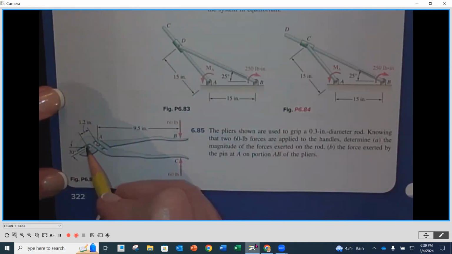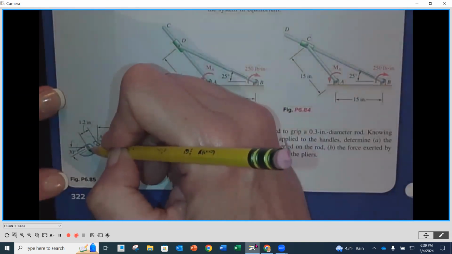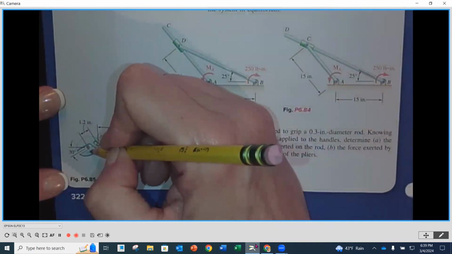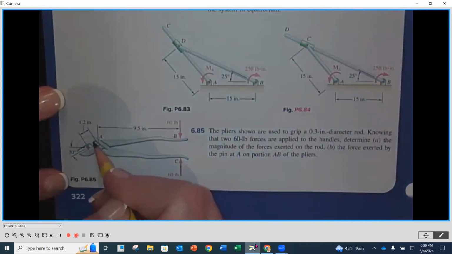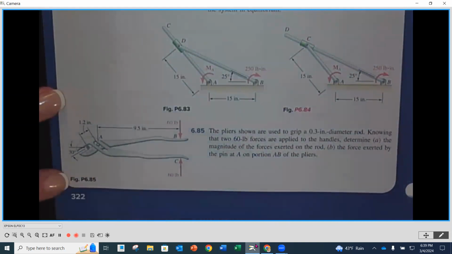Here's the rod. Now I want you to note something: the surface that it's up against is right here. So the actual force on the rod is going to be perpendicular to that surface, and you're given the perpendicular distance already from A.